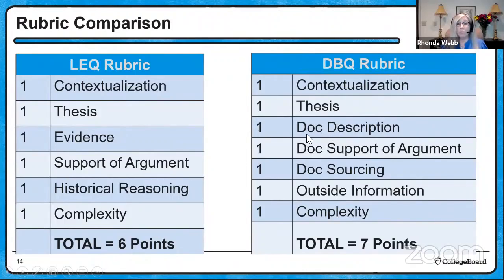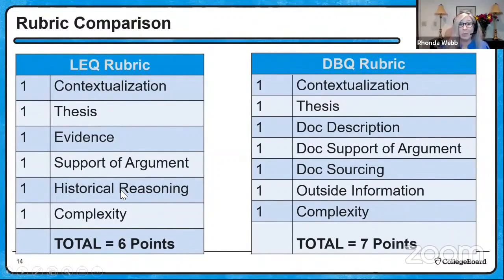Then, where you're using documents here in the DBQ, you're creating your own evidence in the LEQ. You're still supporting your argument. So here where you're describing the document and supporting the argument with the document, here you're creating your own evidence, but still supporting the argument. You're not going to have sourcing in an LEQ because you don't have any documents, but what you do need is historical reasoning. And I'm going to talk a little bit more about this particular point in just a second and how you can set yourself up to make sure that you're making those arguments.